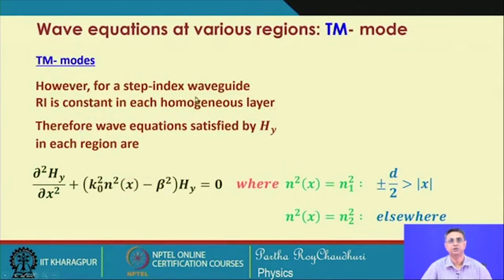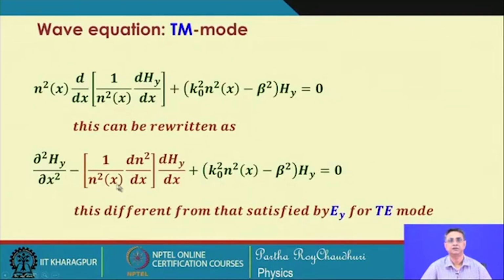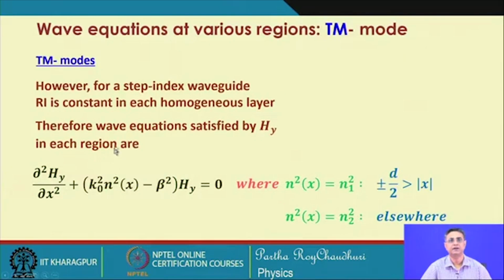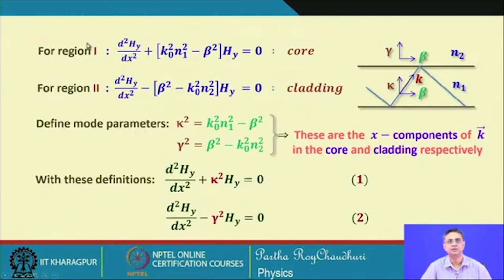Now, for TM modes, because we are dealing with piecewise homogeneous layers, we can remove the discontinuity, this second term, and we can write the wave equation for each layer. So, that is how I write n squared of x in the same way as we wrote in the case of TE modes. Then we have to solve this equation in the two regions, the core region and the cladding region, and proceeding in the same way defining the mode parameters, kappa and gamma, we can rewrite these two equations.